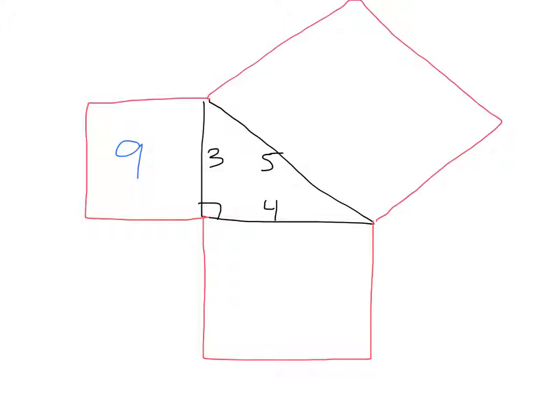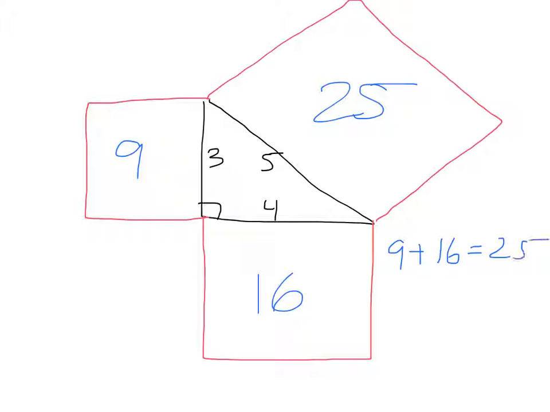It was 9. If you took the side of 4 and found the area of the square that was up against it, what is the area? 16. And if you took the side of 5 and found the area, what do you get? 25. And what he noticed was that 9 plus 16 equals 25.